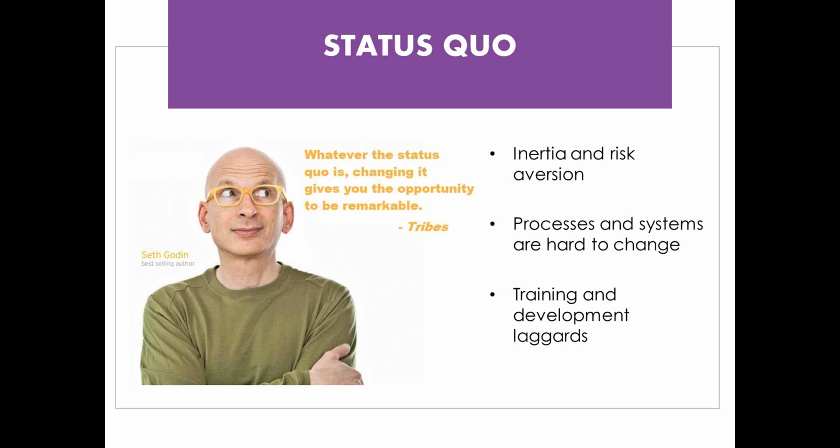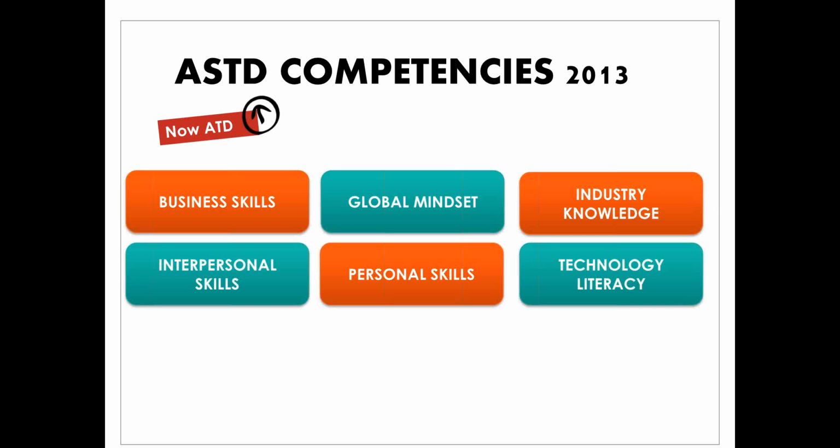So we have to accept that processes and systems are difficult to change. And one big impediment, at least in our space, is the training and development industry itself. We're saddled with legacy technologies and legacy thinking that has held us back in many ways. And this is a great illustration. The ASTD, or now ATD, newest set of core competencies, released in 2013, are: business skills, global mindset, industry knowledge, interpersonal skills, personal skills, and technology literacy. This is the first time technology literacy was elevated to a core competency.